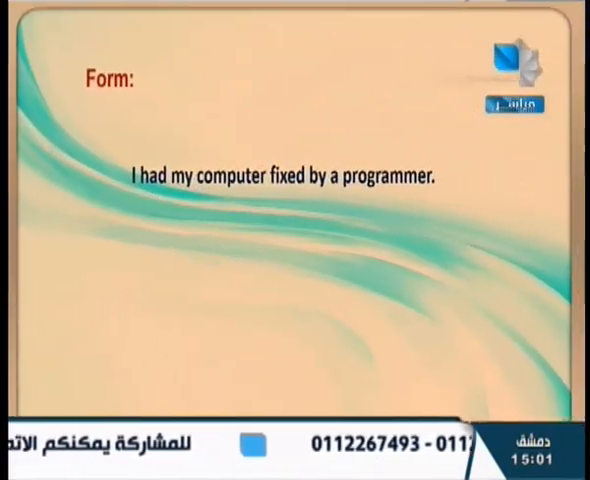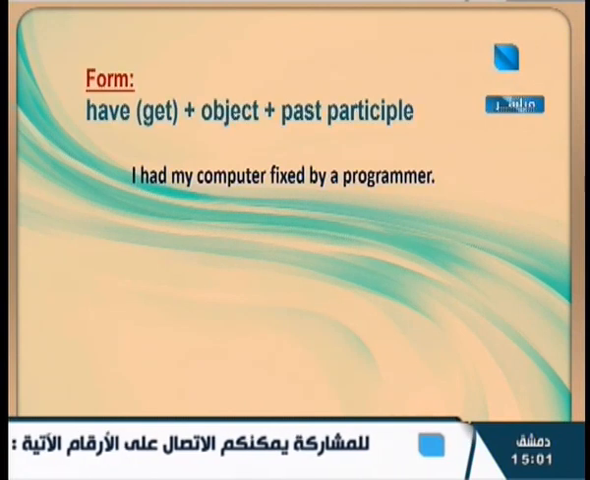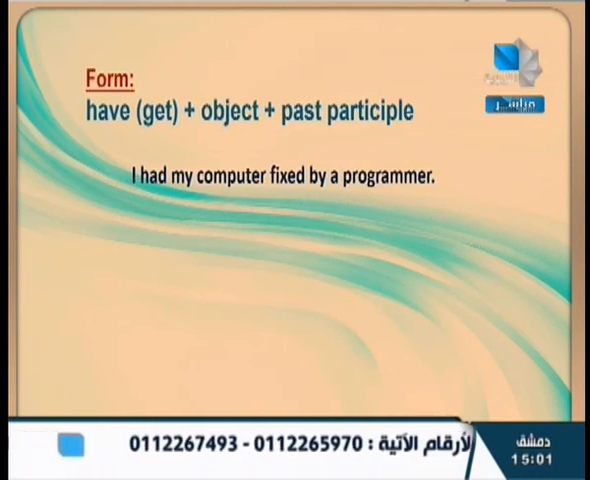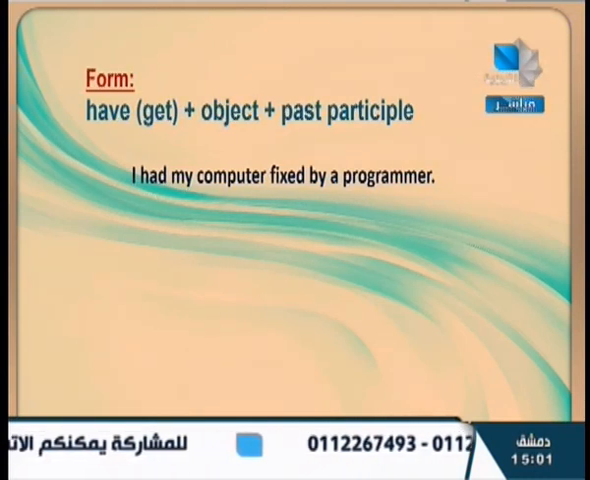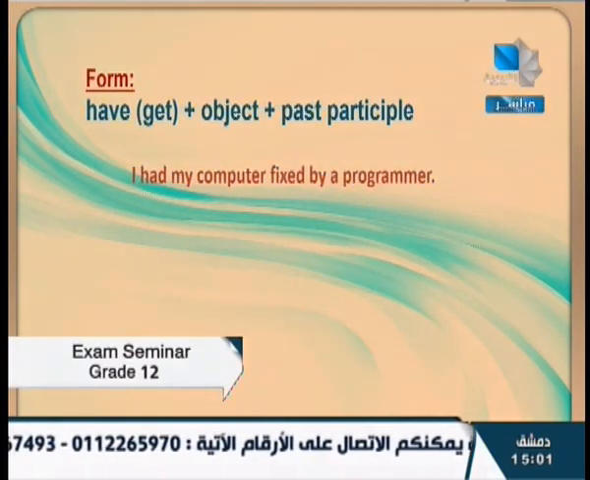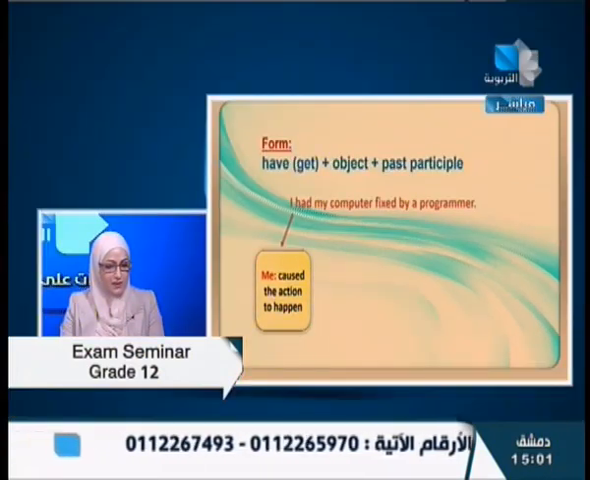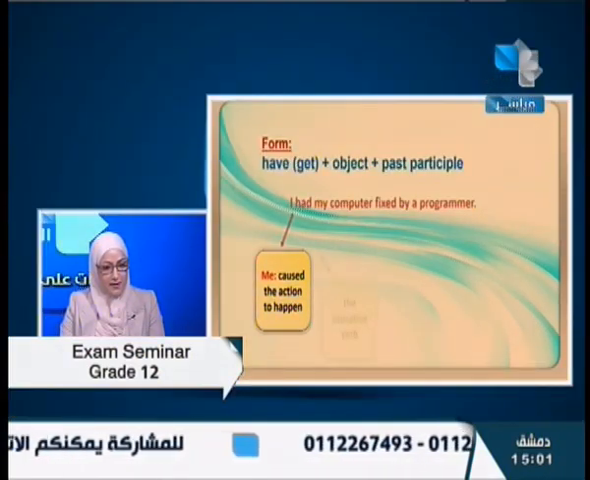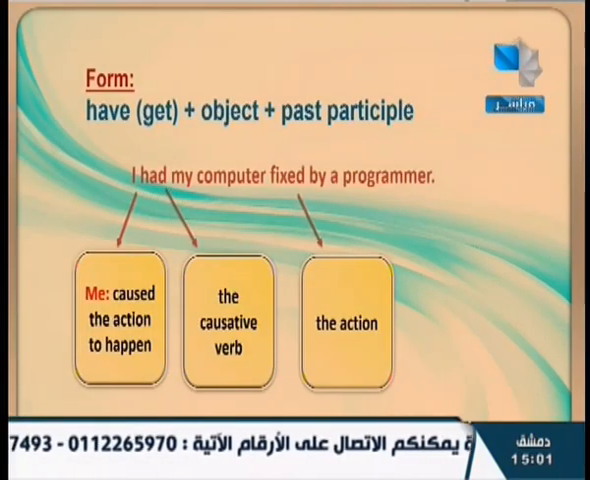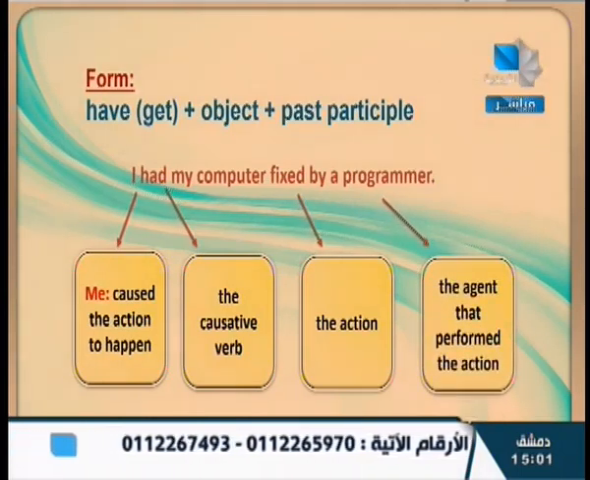Okay, next one, please. We'll talk about the form of the causative. We form the causative by using the verb have or get. Both are used in the causative, plus the object, plus the past participle. Example: I had my computer fixed by a programmer. Here, me, caused the action to happen. Had is the causative verb. Fixed, the action. And the programmer, the agent that performed the action. This is the form of the causative sentence.